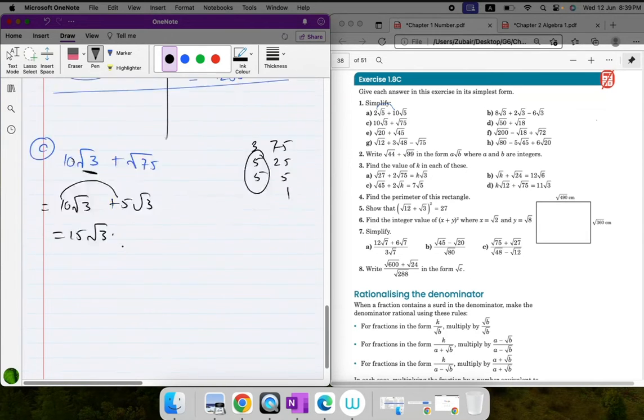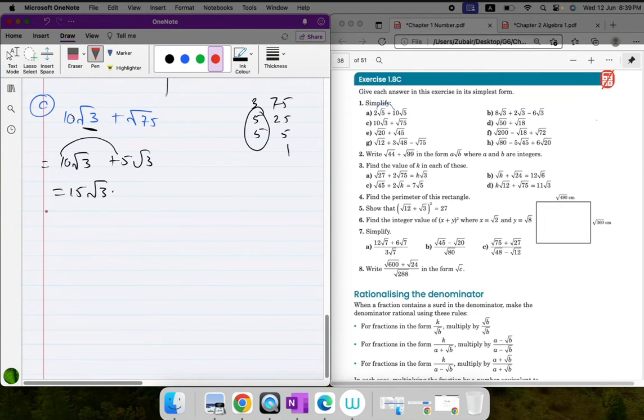Go ahead, try D part. Square root 50 plus square root 18.